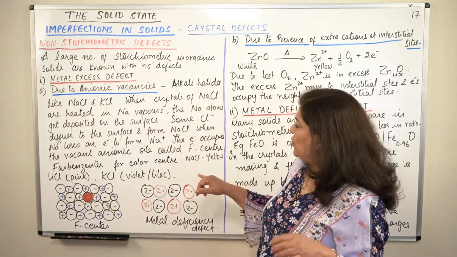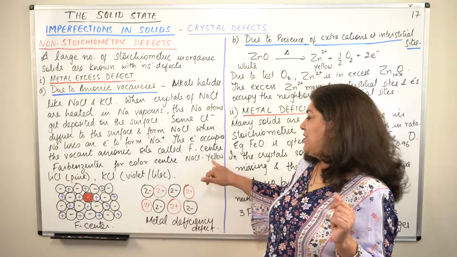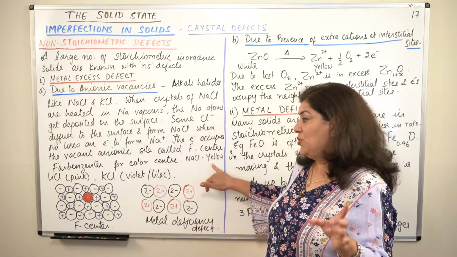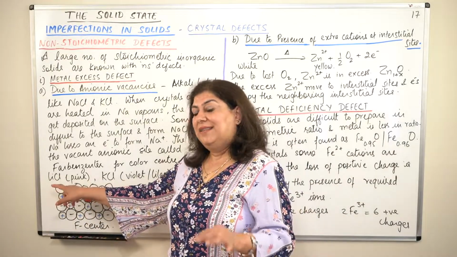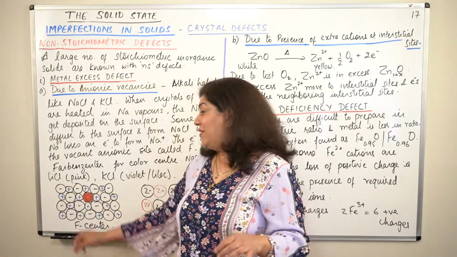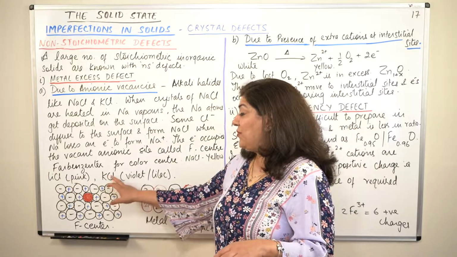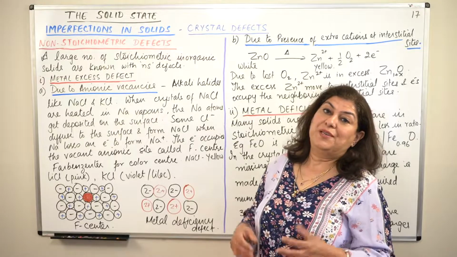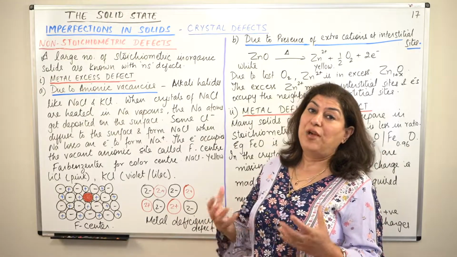In the case of the sodium chloride crystal, the F center imparts a yellow color. If the crystal is lithium chloride, the F center imparts a pink color. And if the F center is in potassium chloride, it imparts a violet color to the crystal. The F centers are responsible for imparting color.